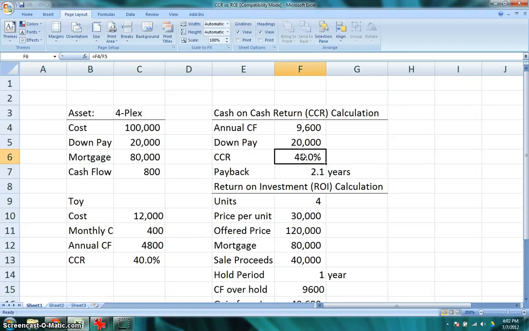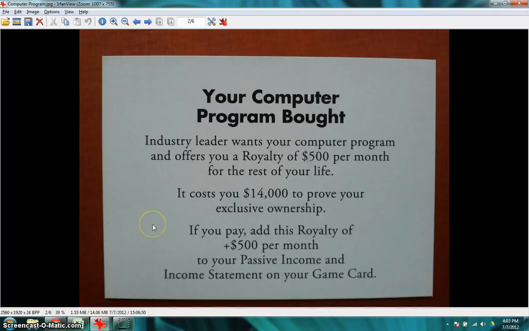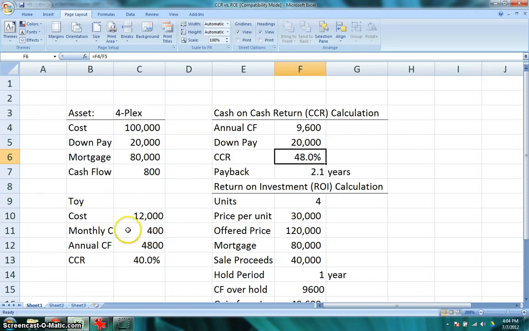So where do you think your money's working harder for you? Well, it's working harder over here. 48% is greater than 40%. So here's one last example. Game card is your computer program bought. Industry leader wants your computer program and offers you a royalty of $500 per month for the rest of your life. It costs you $14,000 to prove your exclusive ownership. If you pay, add this royalty of $500 per month to your passive income and income statement on your game card. Here we go to our setup here.